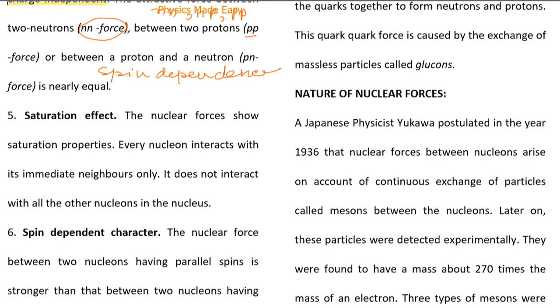Saturation effect. Nuclear forces obey saturation properties. Every nucleon interacts with its immediate neighbors only. It does not interact with all other nucleons of the nucleus.